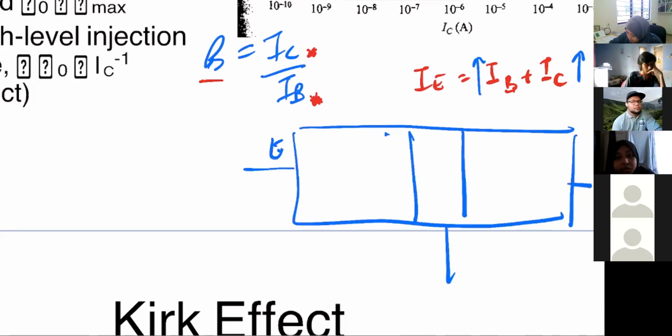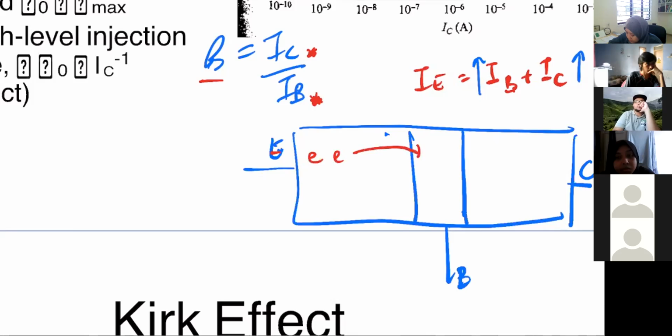You have the emitter, the base, and the collector. At very low collector current, this equation is still happening. In the emitter, electrons flow through, some will recombine in the base and be replaced, and mostly will be collected. Now, at very low collector current, IE is also low.